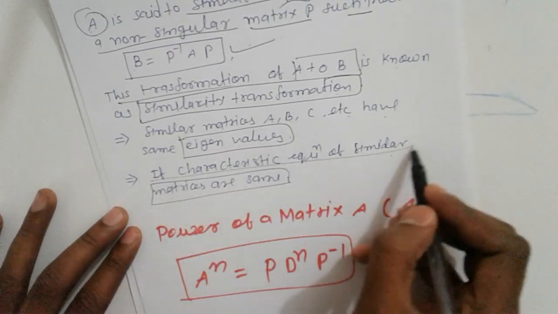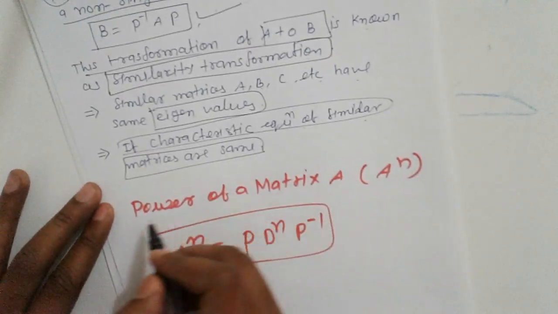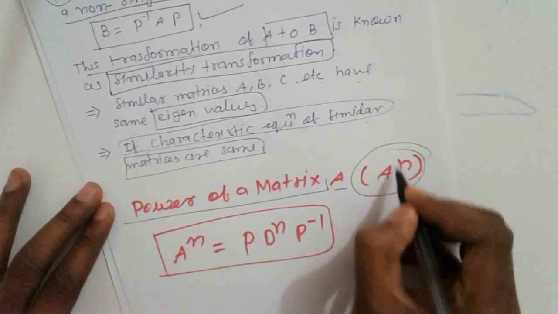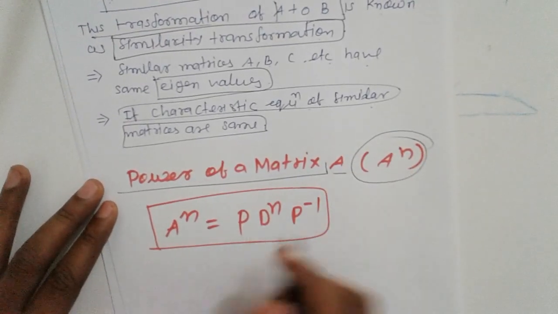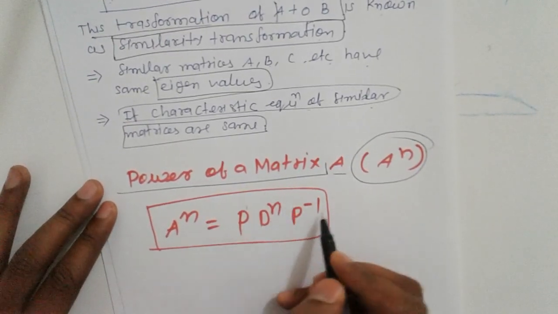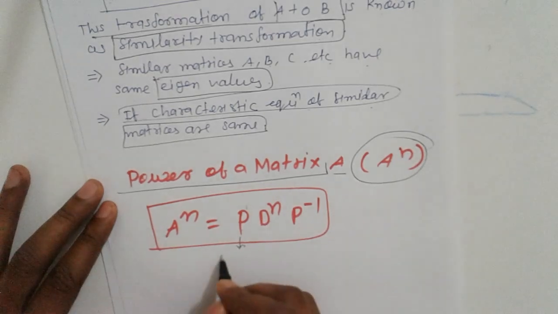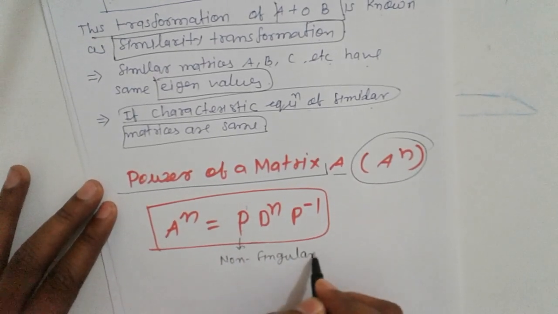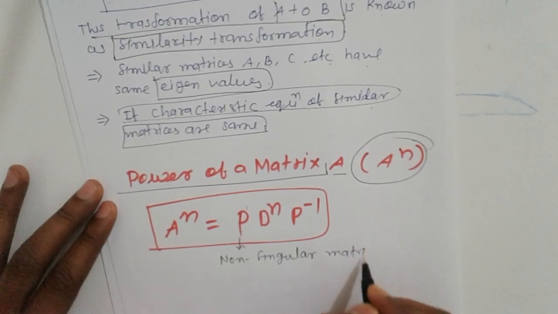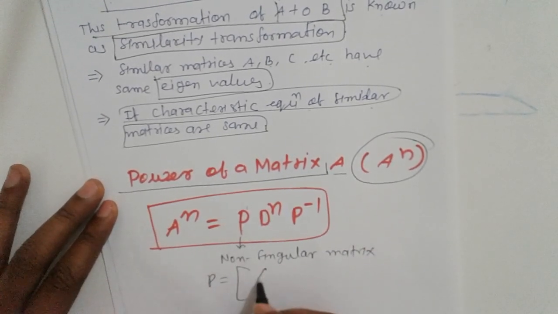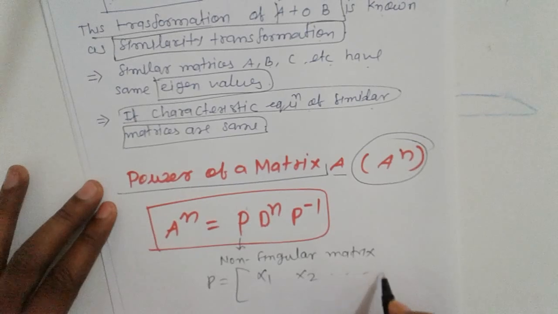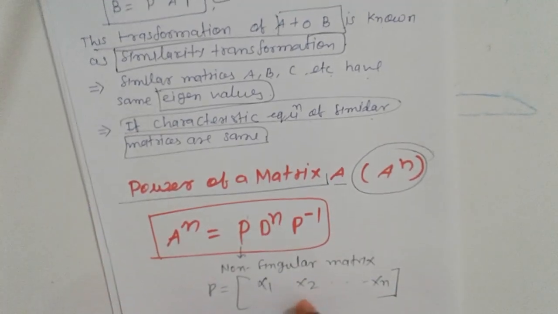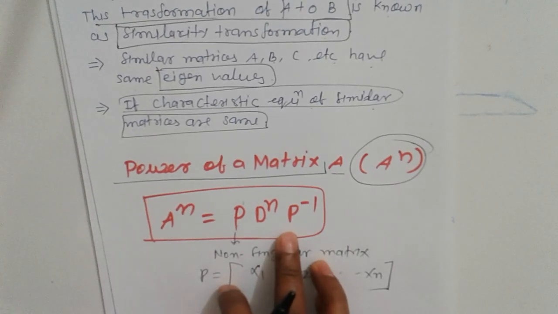That means if two matrices have the same characteristic equation, then they are similar. Next, how to find the power of a matrix A. Suppose we want to find A raised to n. Simply, A raised to n is equal to P D raised to n P raised to minus 1, where P is the non-singular matrix, and P is equal to x1, x2, up to xn, the eigenvectors corresponding to the eigenvalues.